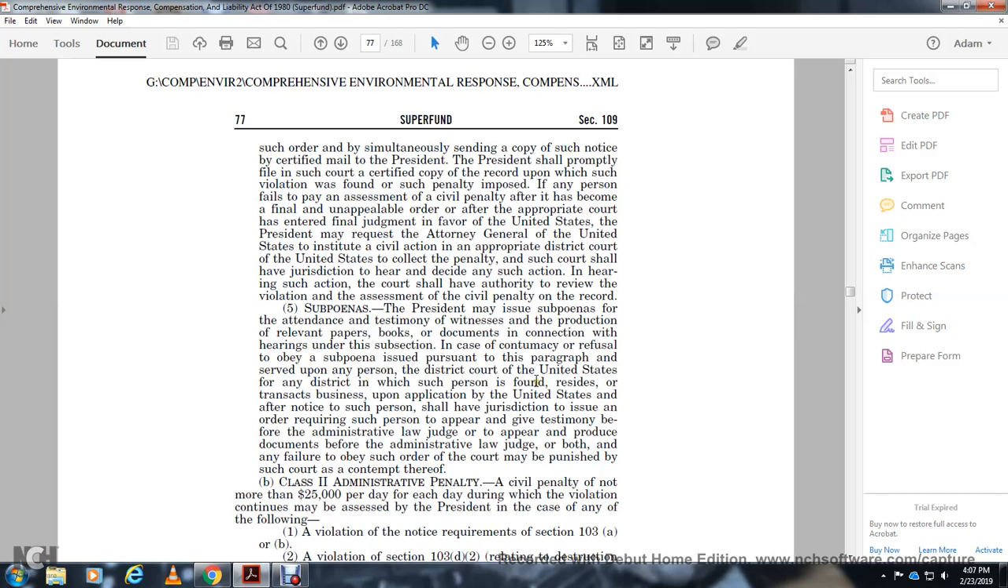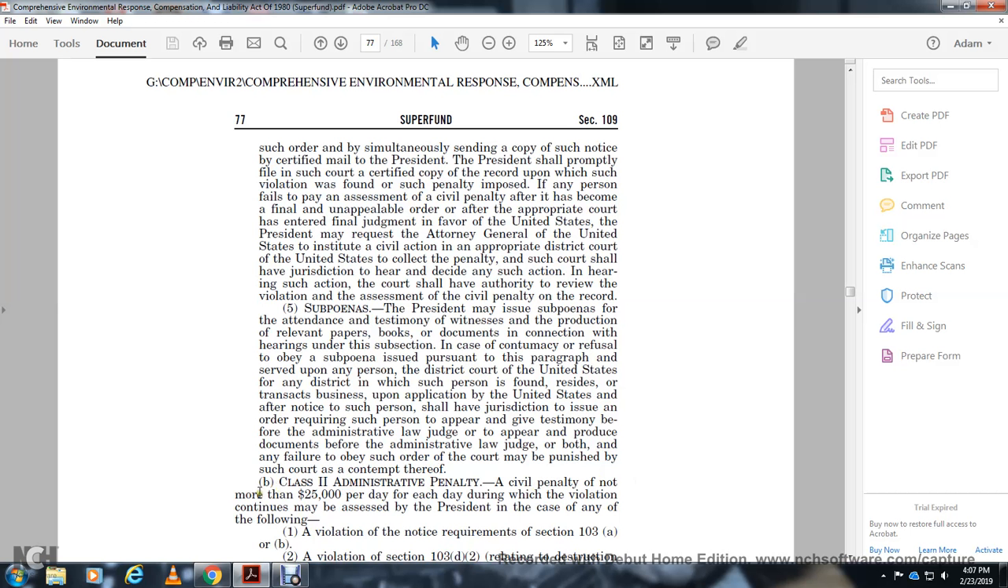in which such a person is found, resides, or transacts business, upon application by the United States and after notice to such person, shall have jurisdiction to issue an order requiring such person to appear and give testimony before the administrative law judge, or to appear and produce documents before the administrative law judge, or both. Any failure to obey such an order of the court may be punished by such court as contempt thereof. Alright, Class 2 administrative penalty.